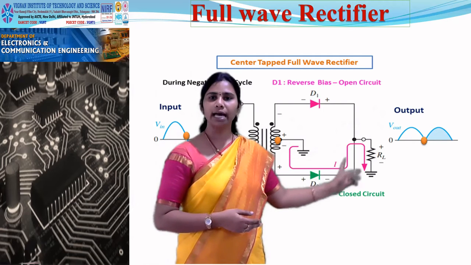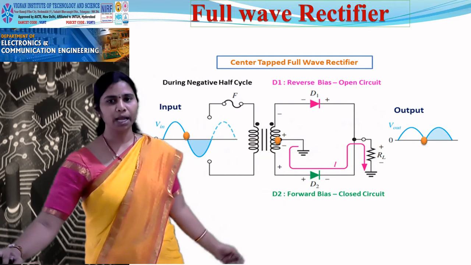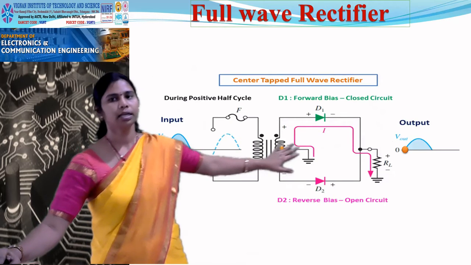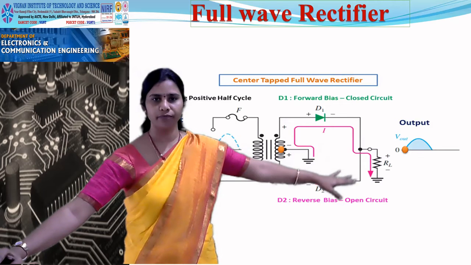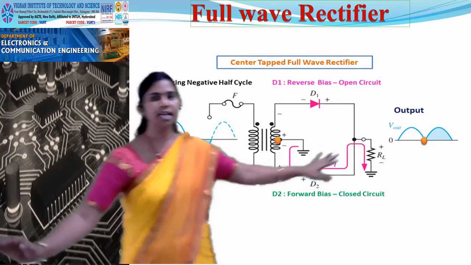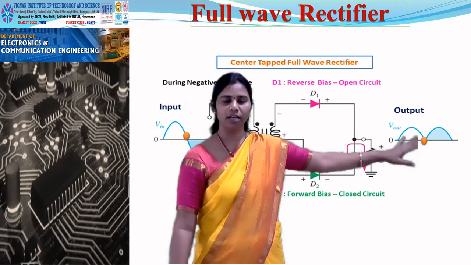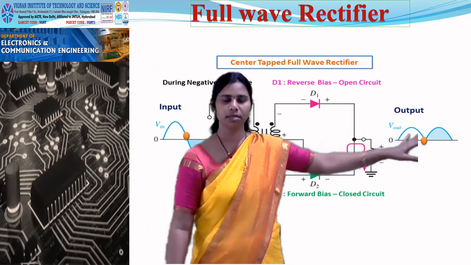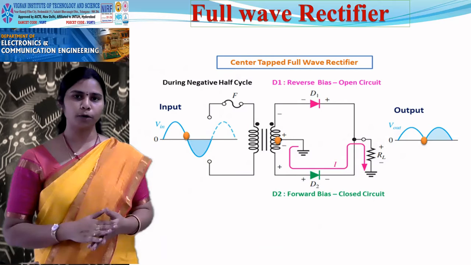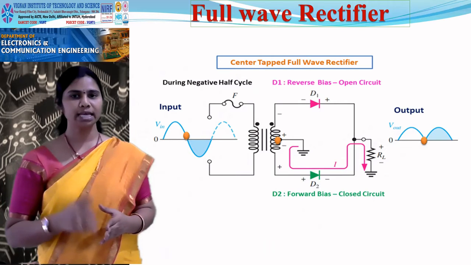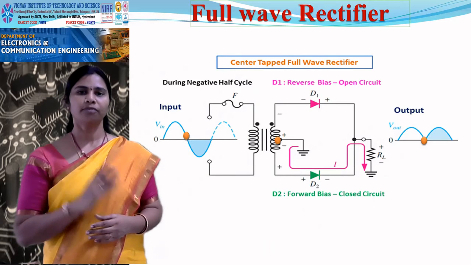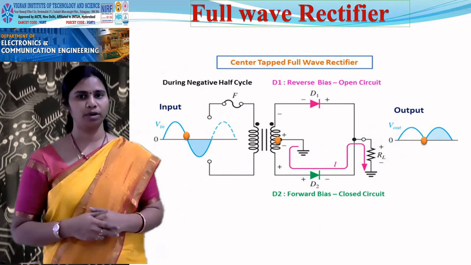Why? Because the current direction, whether you have applied a positive half cycle or a negative half cycle, the current direction is in the same way. So because of that, the voltage you have seen at the output is a positive value for both positive and negative half cycles. Now, as you are able to get output for both positive and negative half cycles, you say this is a full wave rectifier. It is able to rectify for both the half cycles, positive and negative half cycles.